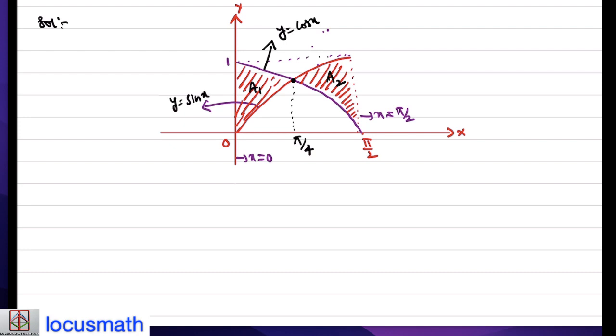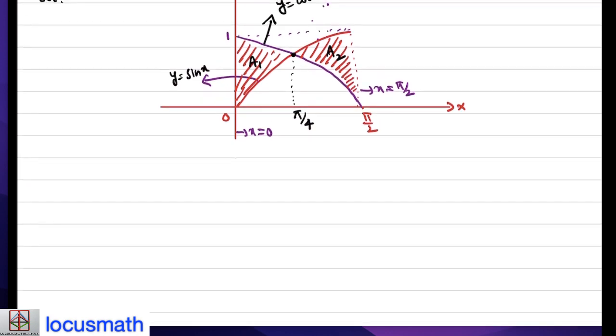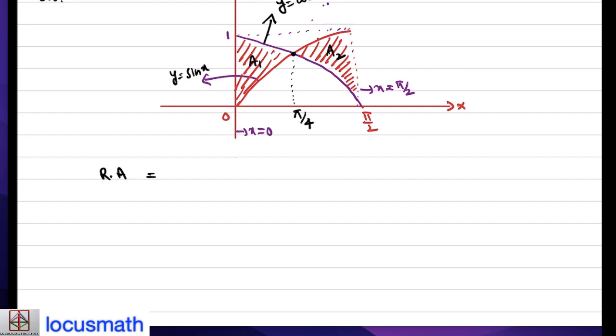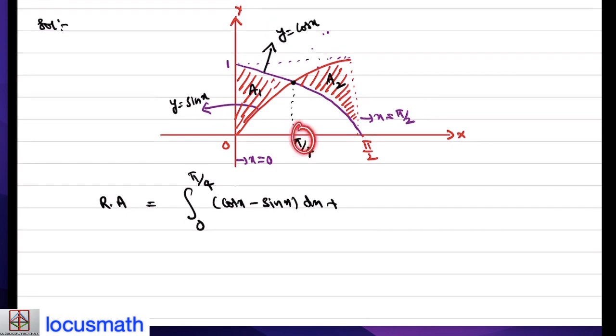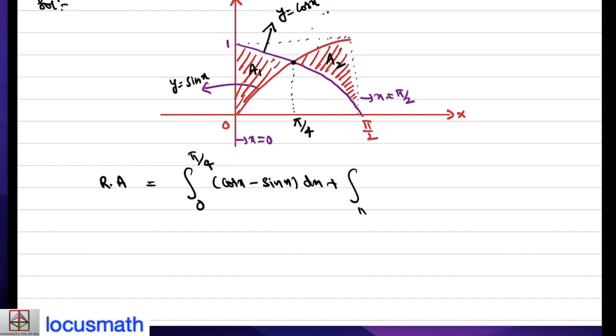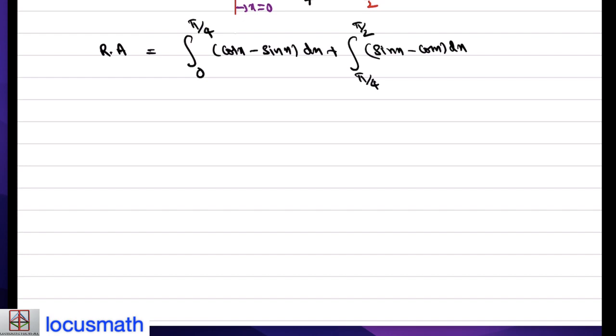Therefore the required area is, between 0 and pi by 4, cos x is above, so the integral of cos x minus sin x dx, plus from pi by 4 to pi by 2, sin x is above, so the integral of sin x minus cos x dx. So we'll calculate.